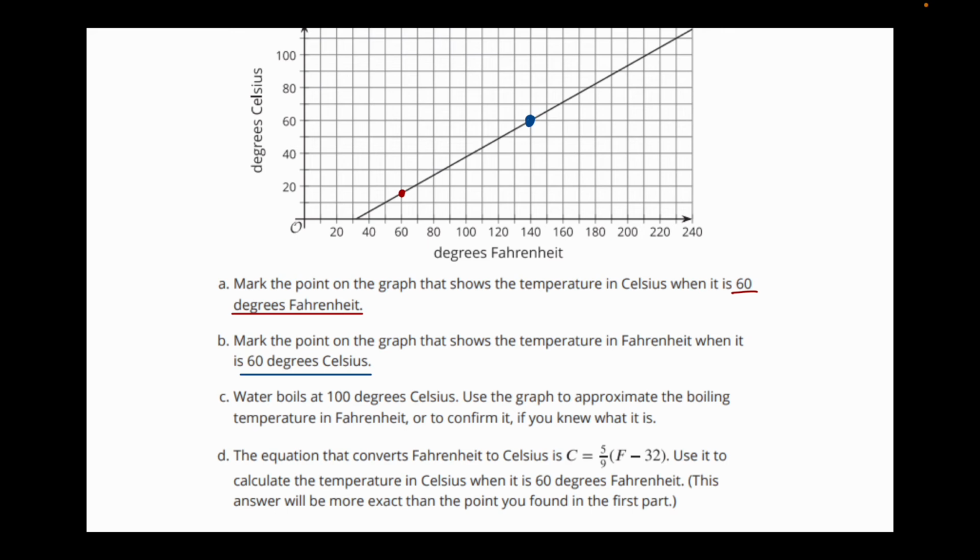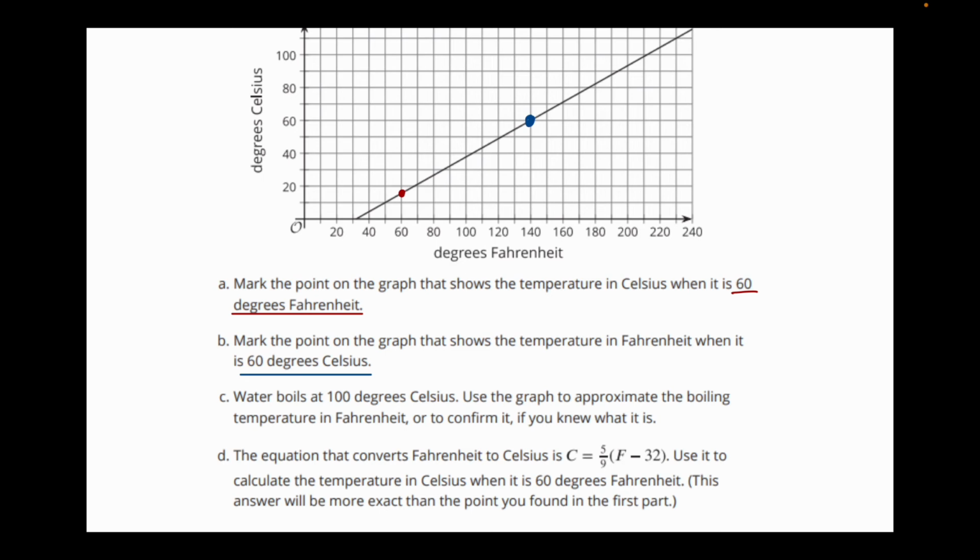Okay, for part C, it says water boils at 100 degrees Celsius. Use the graph to approximate the boiling temperature in Fahrenheit, or to confirm it if you knew what it is. I know what it is, so I am going to use this to confirm it and then just tell you what number it should be based on where the estimation looks like.